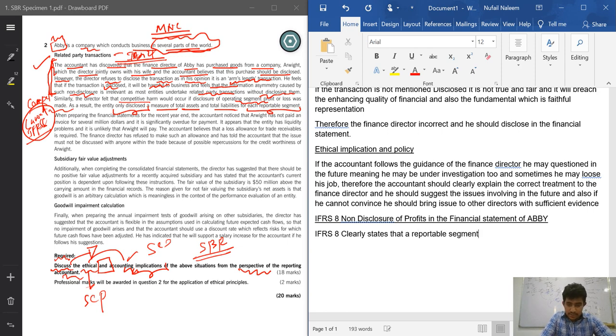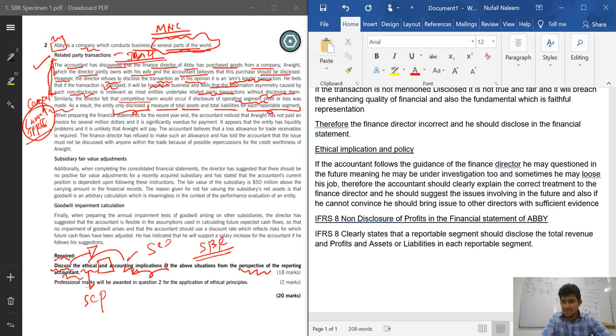segment should disclose the total revenue and profits and assets or liabilities in each reportable segment. Students, don't worry about this typing, because already I have attached the answer in my own handwriting, so you can go through the link, but just understand the concept clearly.